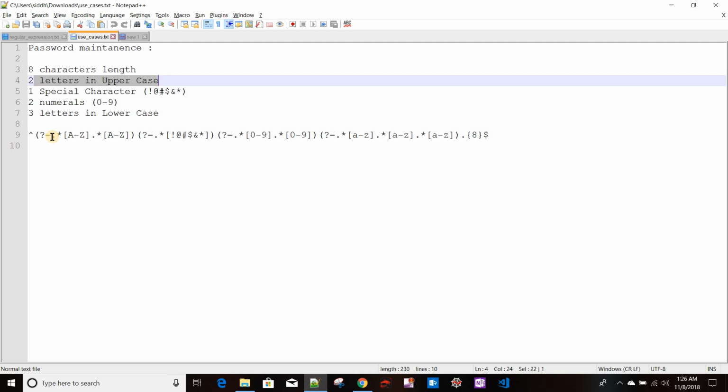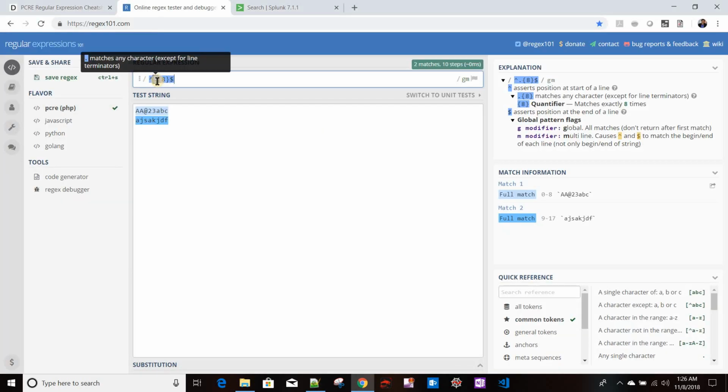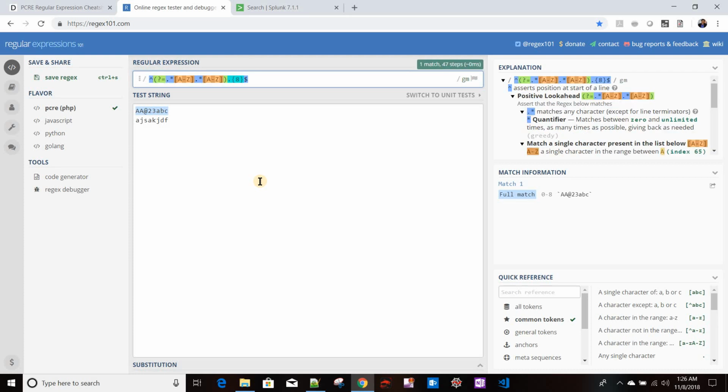So to do that, I'll just copy this one. What I am doing here is a positive look ahead, and this is my regular expression. It is a very simple one. It's a single character, and star means 0 or any number of times, unlimited. Now I am giving this range A to Z, and a similar expression again. Let's talk about this one.